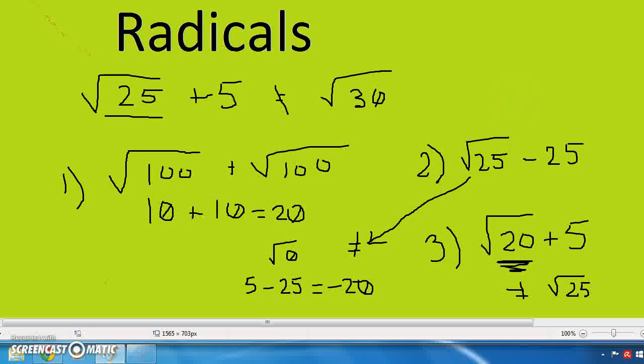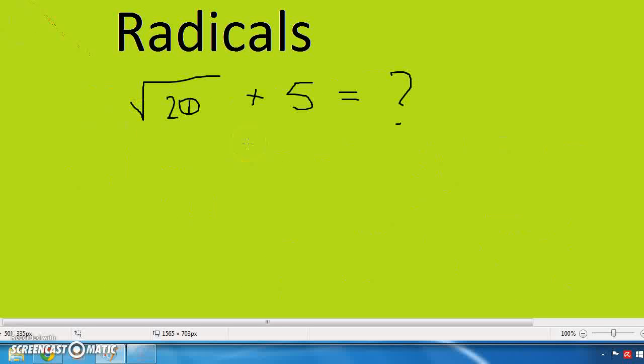So clear this up, and we'll solve for the square root of 20, and then we'll tack on 5 to that. But I'll show you how to do that. It's a little bit different than what we've been doing. Same problem implicitly, but a little different. So we'll clear this up, and we'll get back to that. We want to solve for the square root of 20 plus 5.